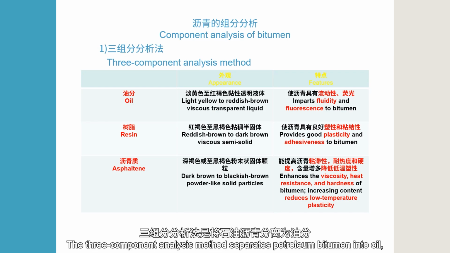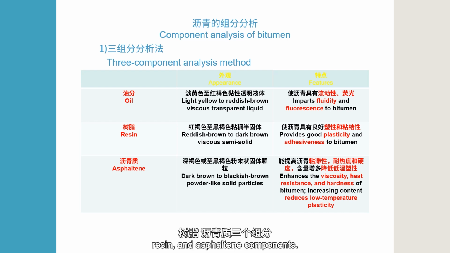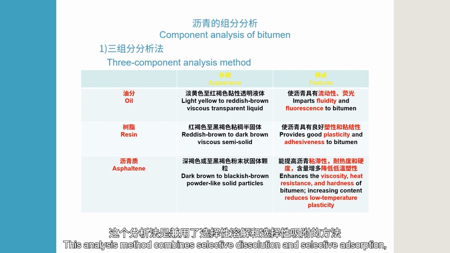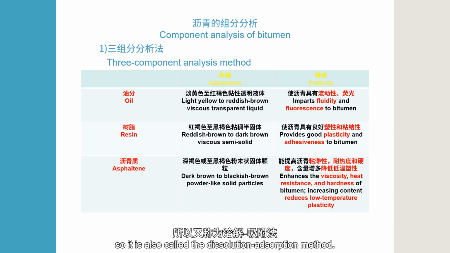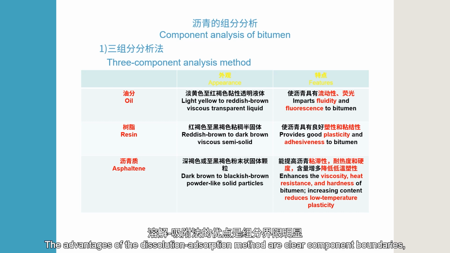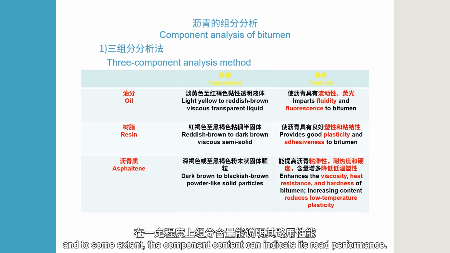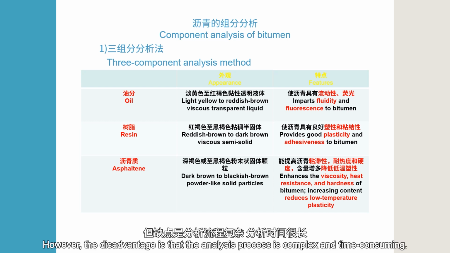The 3-component analysis method separates petroleum bitumen into oil, resin, and asphaltene components. This analysis method combines selective dissolution and selective adsorption, so it is also called the dissolution adsorption method. The advantages of the dissolution adsorption method are clear component boundaries, and, to some extent, the component content can indicate its road performance. However, the disadvantage is that the analysis process is complex and time-consuming.